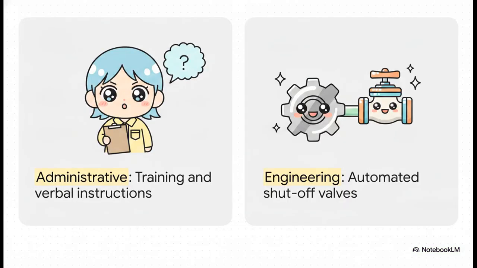But keep in mind, not all controls are created equal. We've got administrative controls, which are things like training, general awareness, and verbal instructions. And then we have engineering controls, like automated shutoff valves and emission filtration systems. The standard heavily favors strong, automated engineering controls. Why? Because relying solely on human behavior is just a massive risk. People get tired, they get distracted, they rush. Engineering controls work consistently, round the clock.